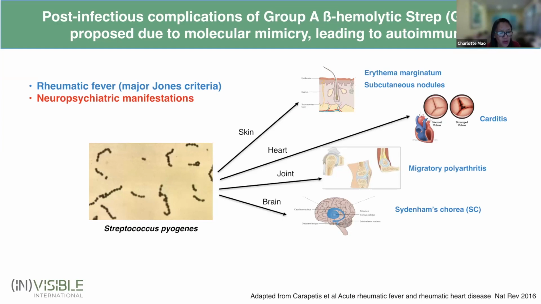It is one of the post-infectious complications of group A beta hemolytic strep infection that is proposed to be due to molecular mimicry, leading to autoimmunity. So the idea is that there is molecular mimicry between a protein in group A strep and a host protein, for example, in skin, heart, joint, or brain, such that immune responses to the strep result, in the case of Sydenham's chorea, in a cross-reactive antineuronal autoantibody response in the brain.